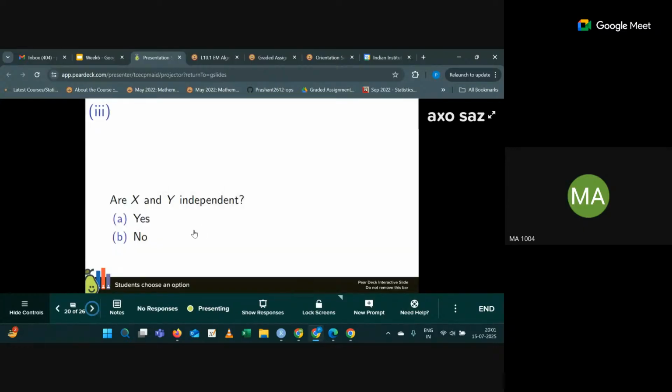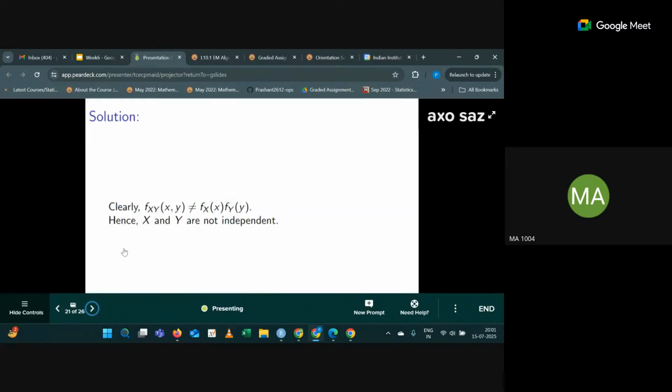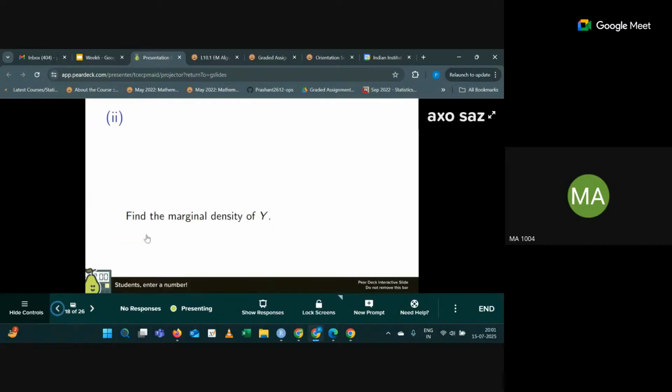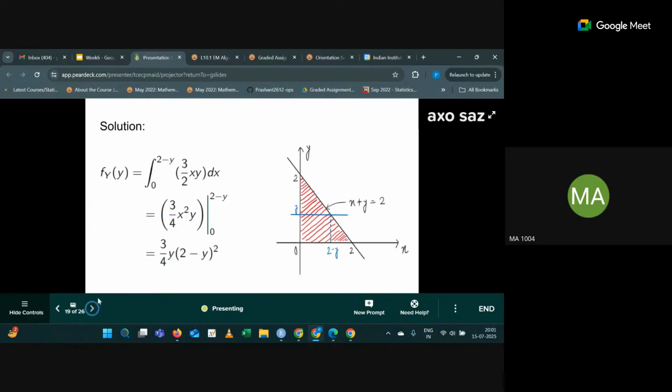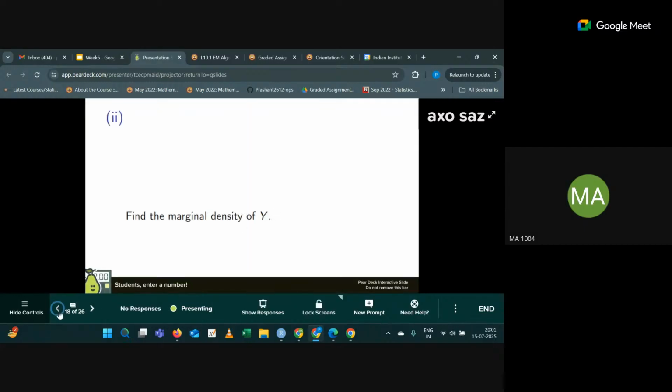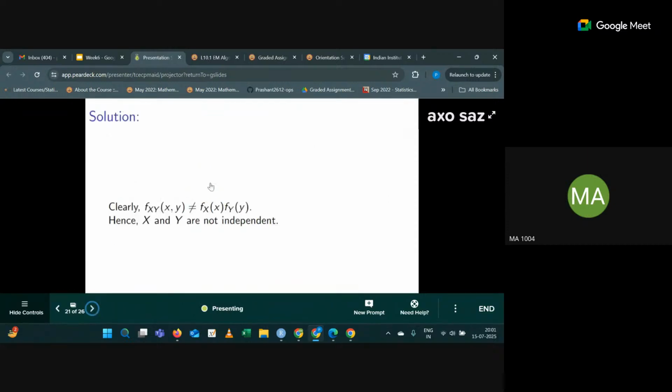And the next question is, are x and y independent? So how will you approach? You will see whether the joint PDF is equal to the product of their marginal PDFs or not, right? The joint PDF is 3 by 2 x y. The marginals are something else for f of y and something else for f of x, but the product of these two is not the same. So you can say x and y are not independent. Is this clear?